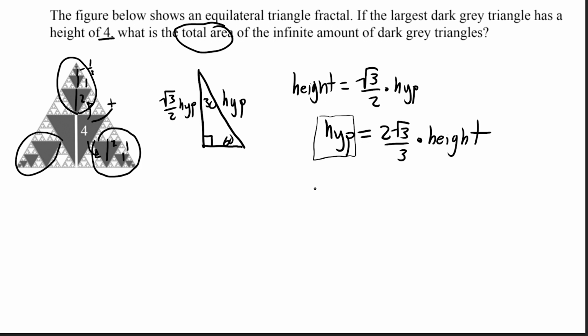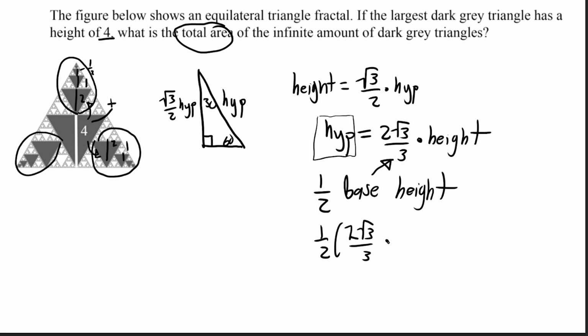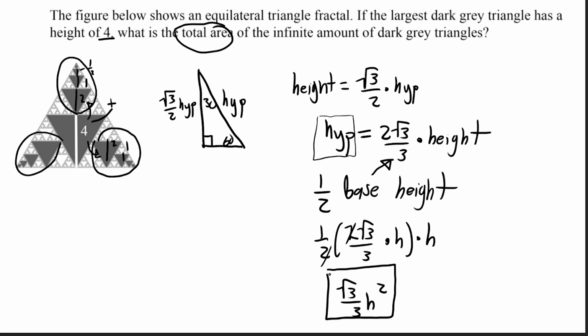And now the hypotenuse is also the base of an equilateral triangle. And so we are going to write out the formula for the area of a triangle is 1/2 base times height, right? And now we have the base is what we just found. So we'll write 1/2 times 2√3/3 times, I'm going to let height equal h, times h, right? And so we get that the area is √3/3 h squared. And this formula right here can be used with an infinite sum to find the area of all these triangles.